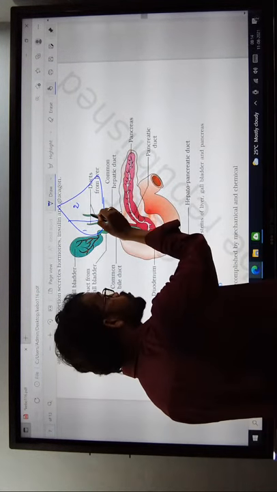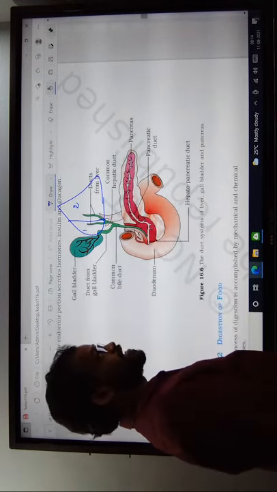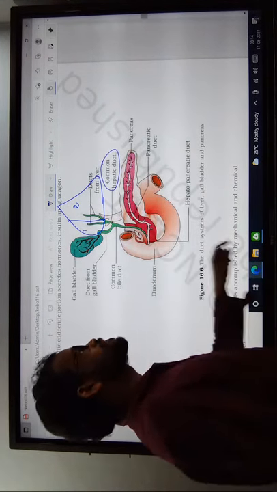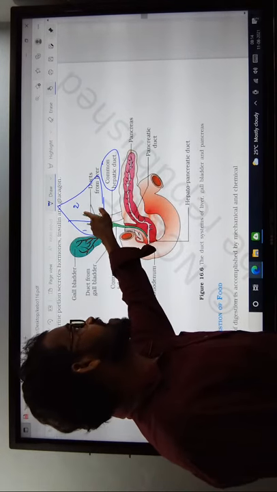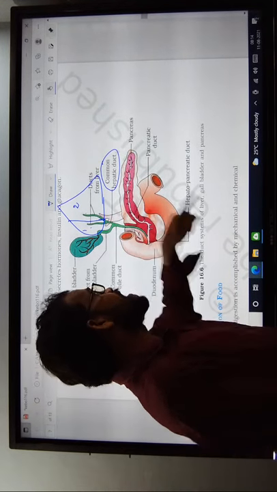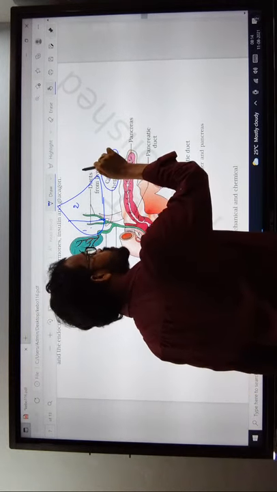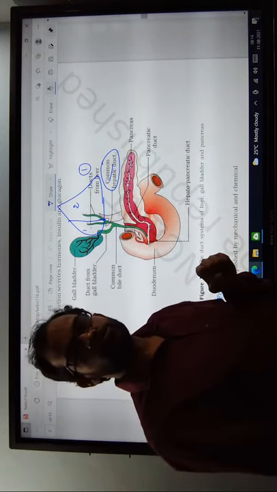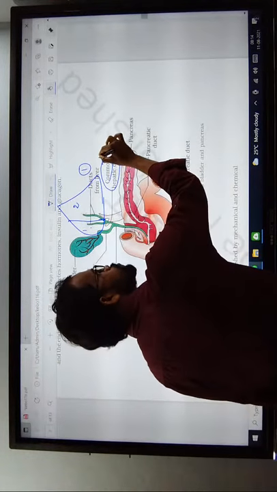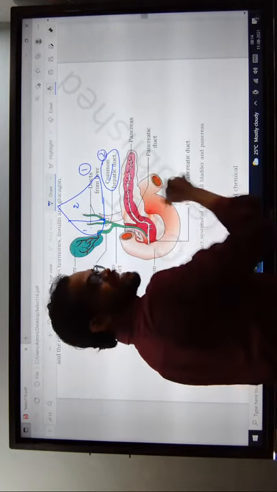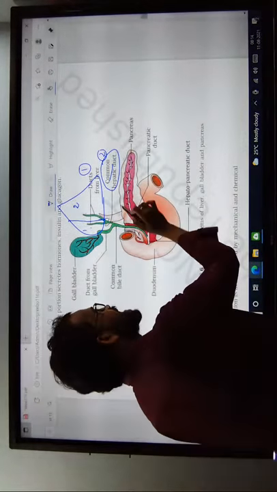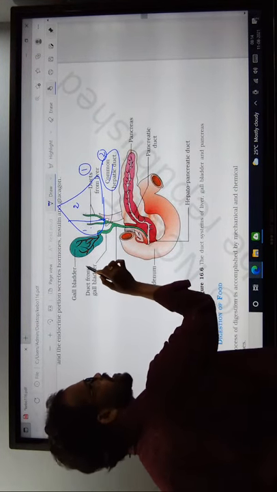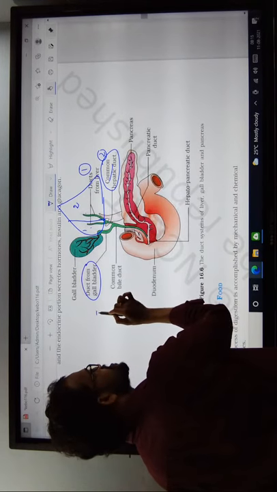Both ducts from the liver open into the common hepatic duct. They receive bile juice from the liver and pass it into the common hepatic duct. Again, this bile juice enters the cystic duct.